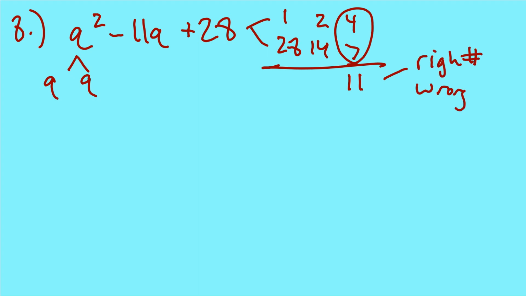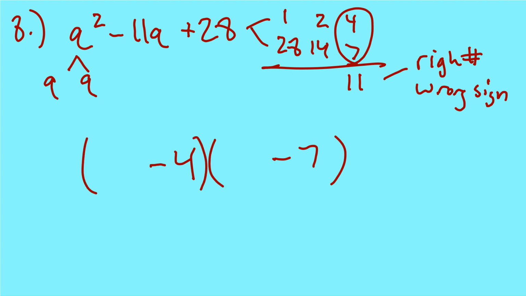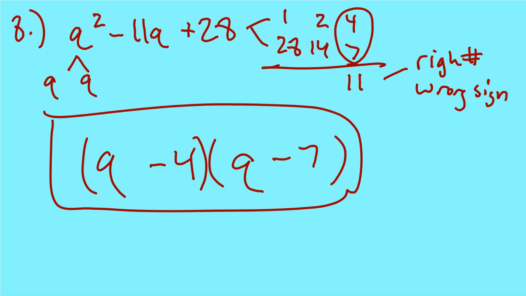If I ever get the right number but the wrong sign, I just take that 4 and 7 and I write minus 4 and minus 7. And I get q and q from earlier. And there we go. We're done. That's it. Remember, that plus sign tells me I must have matching signs here. Either they both better be negative or they both better be positive. Alright? That's it for 8.